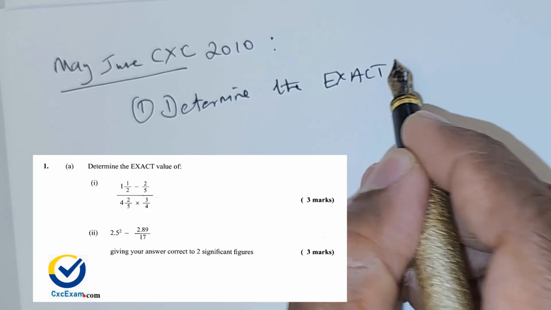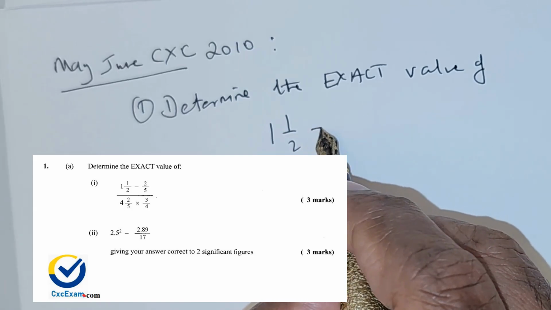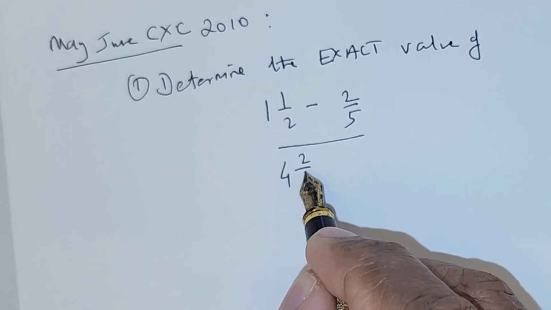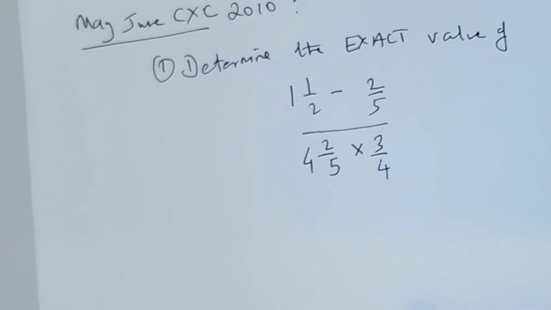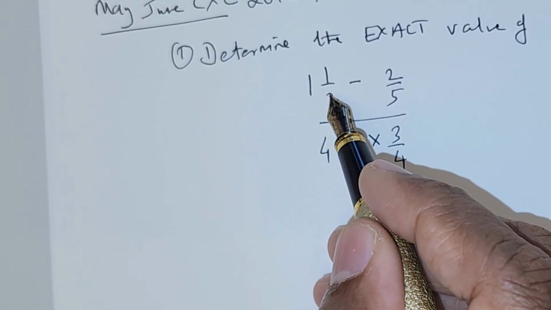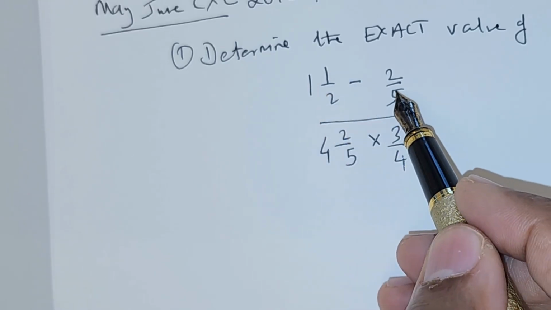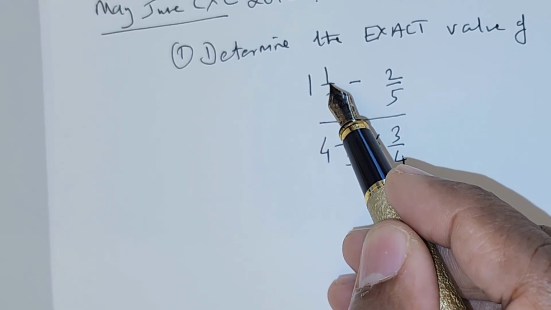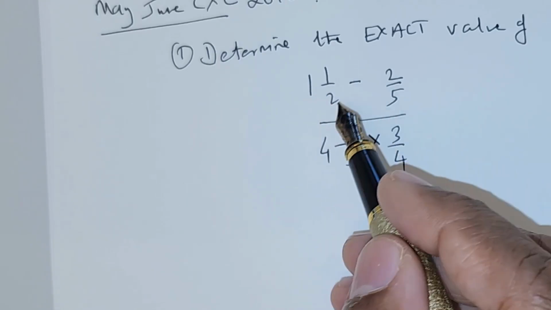the exact value of (1/2 − 2/5) over (4 2/5 multiplied with 3/4). So we have mixed quantities of numbers. You can clearly see this is a rational number and this is a rational number in a different form. So we need to know how to operate these numbers.